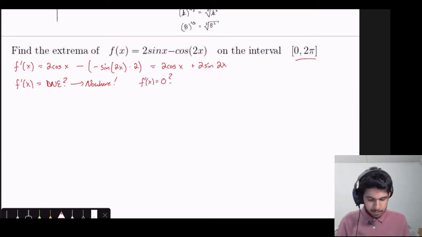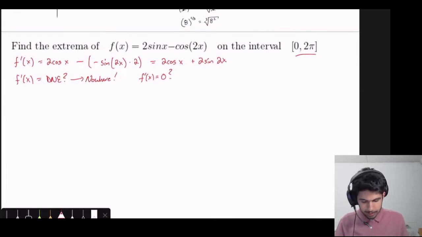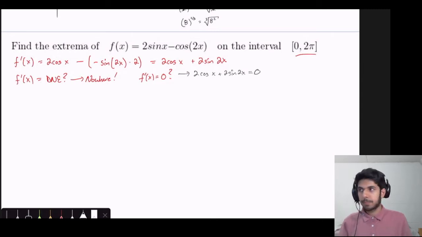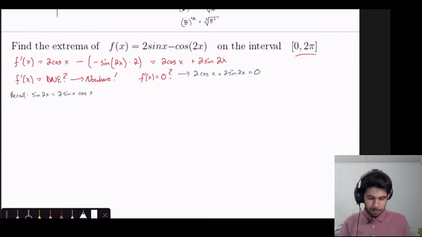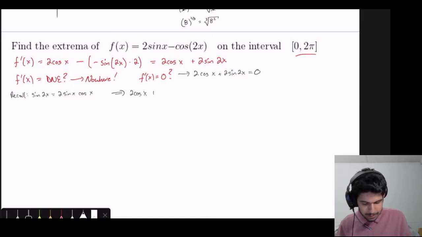Where does that occur? Well, let's just figure it out. We want 2 cosine of x plus 2 sine 2x to equal 0. This seems a little bit complex, but if we recall, sine of 2x has a nice little formula that tells us it's 2 sine x cosine x. That's an equivalent form. So now we want 2 cosine of x plus 2 times 2 sine x cosine x to equal 0.